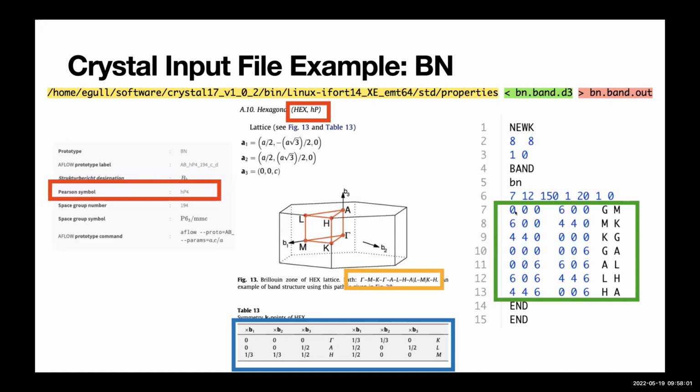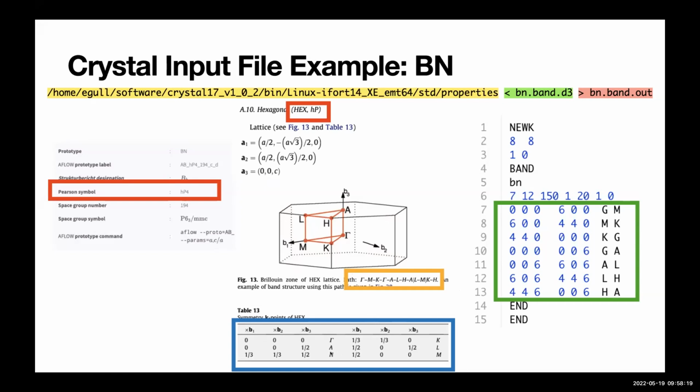In line 7, we have the gamma point to M point, which is the first segment, gamma to M. So here I put 0, 0, 0 because 0, 0, 0 is the coordinates for the gamma point. And one thing you might notice already is that I put 6, 0, 0 for the M coordinates.